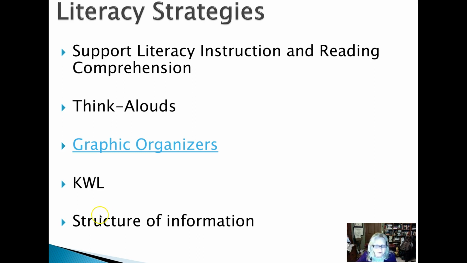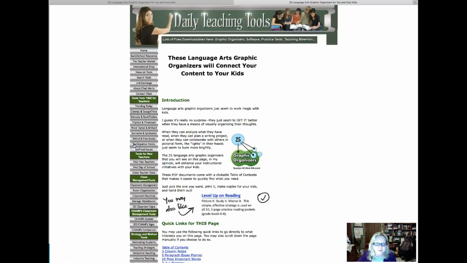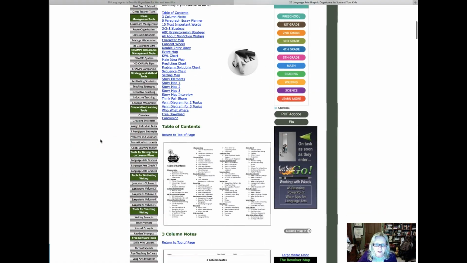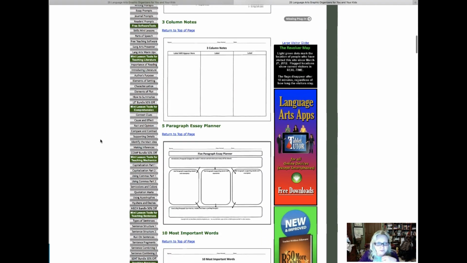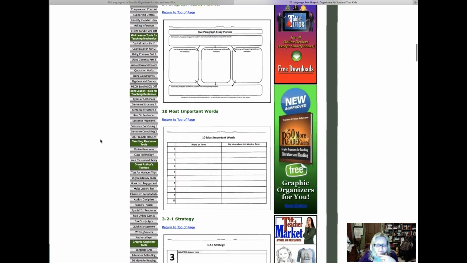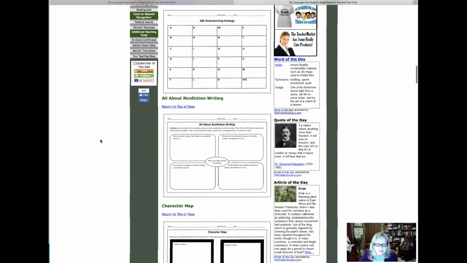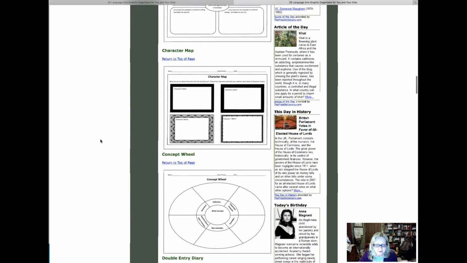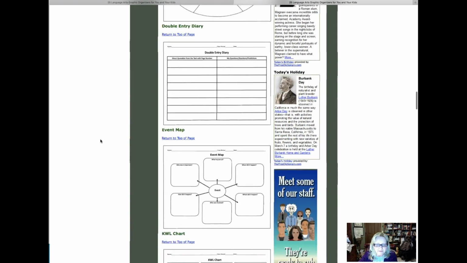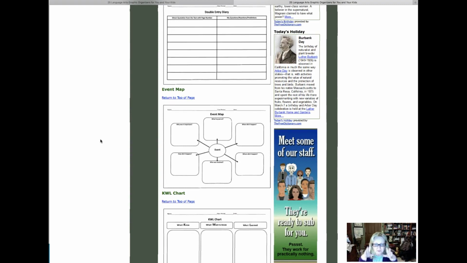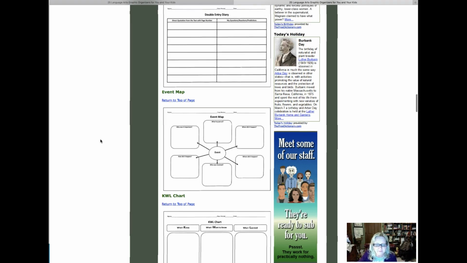Graphic organizers are another thing you can use to help, particularly with reading comprehension. There's different ways to organize important words, about nonfiction writing, character maps, concept wheels, all of these kinds of things. Event maps, when you're thinking about comprehension, writing down what happened, when did it happen, where did it happen, can help students think back and understand what was going on in the book.